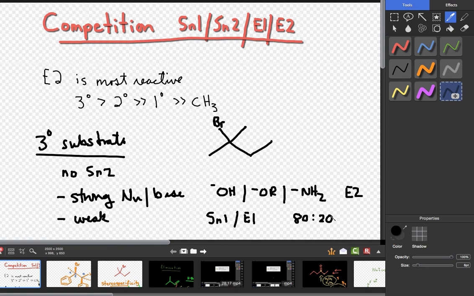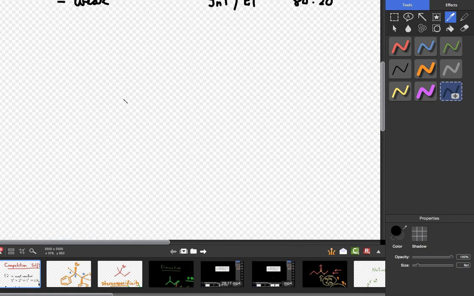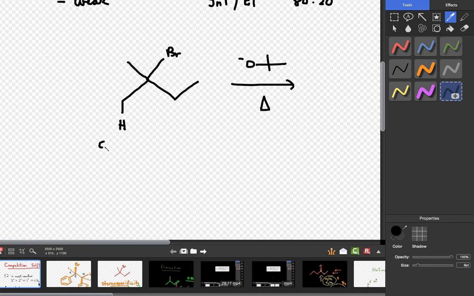The base, as long as it's strong, it really doesn't matter if it's bulky or non-bulky because the substrate's already bulky. If I have a bulky nucleophile and I have a bulky base, then we are going to get a non-Zaitsev product. For example, if I were to subject this molecule to potassium t-butoxide and heat, this base is so bulky that it is going to preferentially remove the most accessible hydrogen.